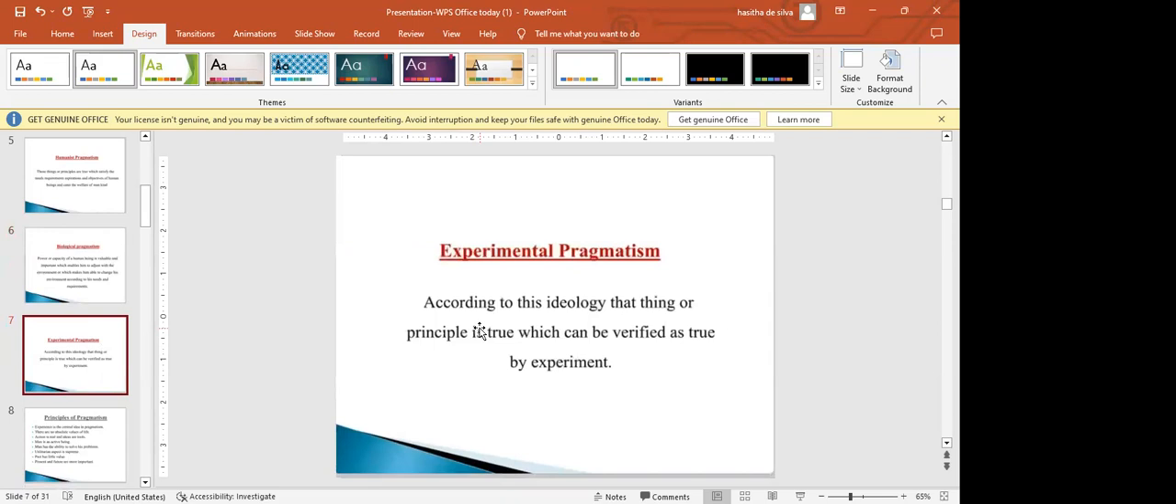The third form of pragmatism is experimental pragmatism. According to this ideology, that thing or principle is true which can be verified as true by experiment. Sorry.